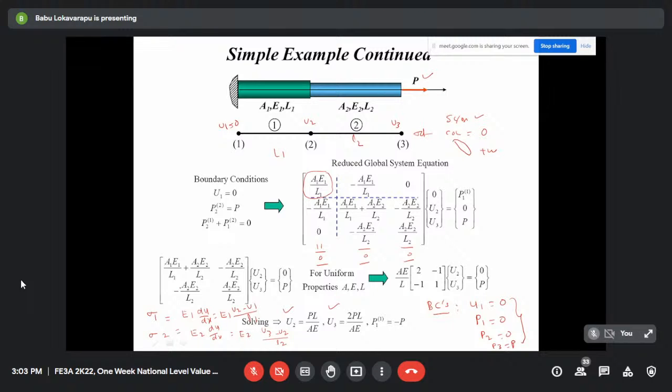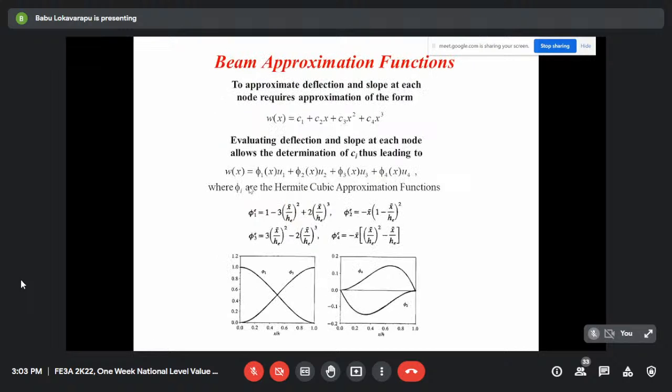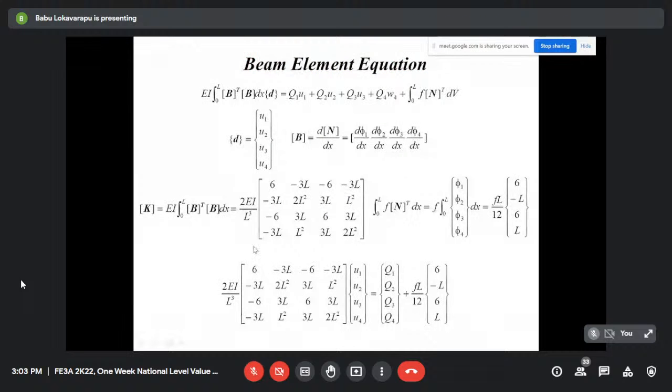Okay, that is how we are going to calculate this. For the beam, it is also the same thing. For a beam, you are going to have displacement as well as rotation. That is the fourth order we'll get, and the procedure is the same.